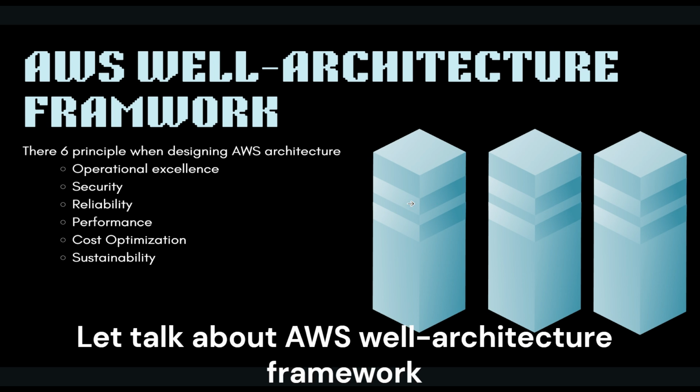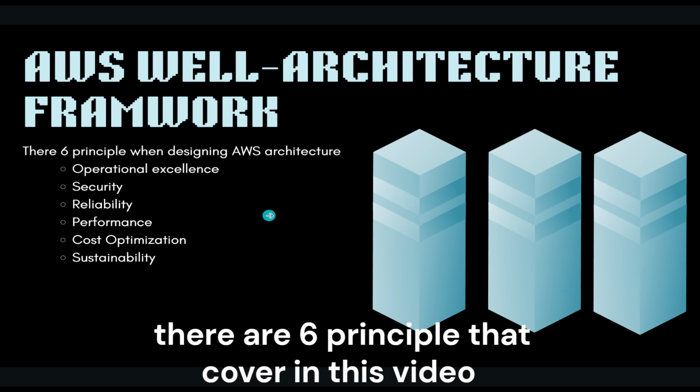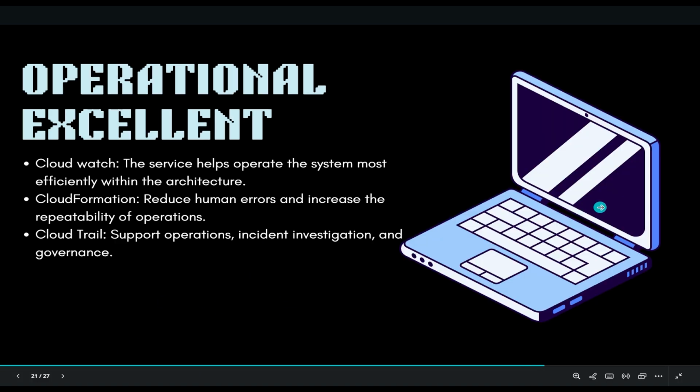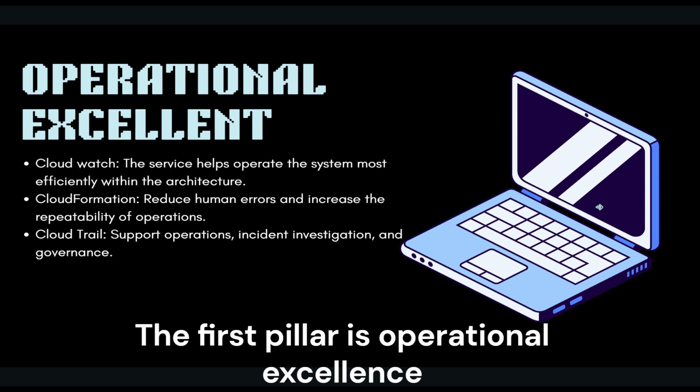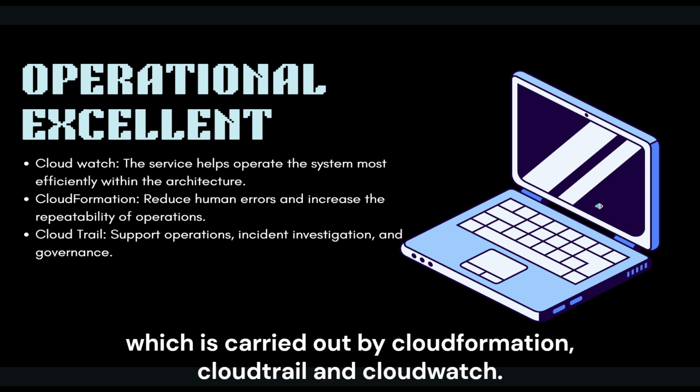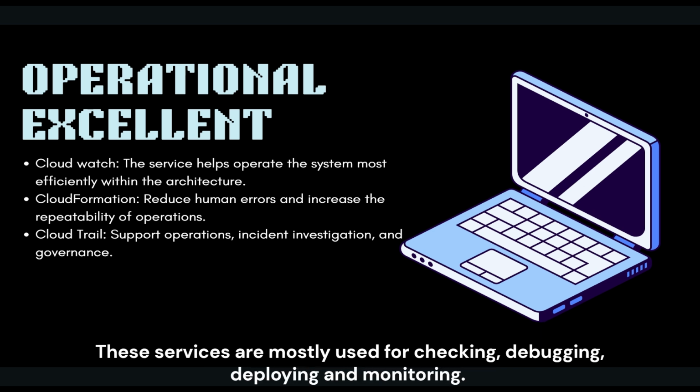Let's talk about the AWS Well-Architected Framework. There are six pillars that are covered in this video. The first pillar is operational excellence, which is carried out by CloudFormation, CloudTrail, and CloudWatch. These services are mostly used for checking, debugging, deploying, and monitoring.